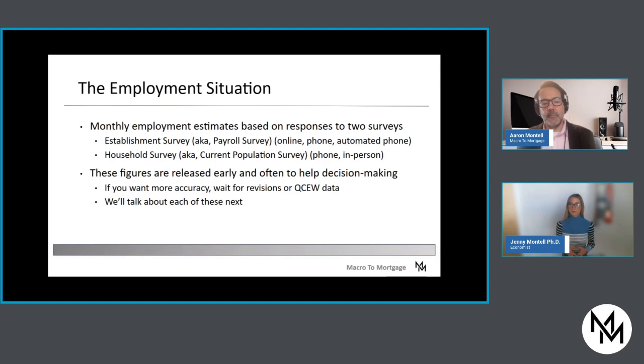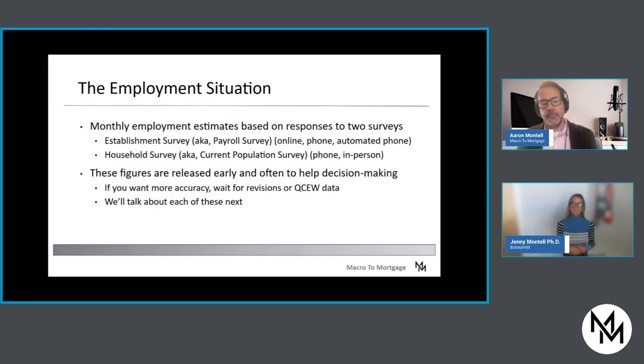One is known as the Establishment Survey, also known as the Payroll Survey. This is a survey of employers asking how many people they're employing. They ask other questions as well, but we're focusing on the employment question in particular today. And then there's a household survey, also known as the Current Population Survey. This one is conducted by the Census Bureau on behalf of the BLS. As the name suggests, it is a survey of households, so just people, asking them a variety of questions, but importantly, whether or not they were employed in the specific reference week that the survey is being conducted.